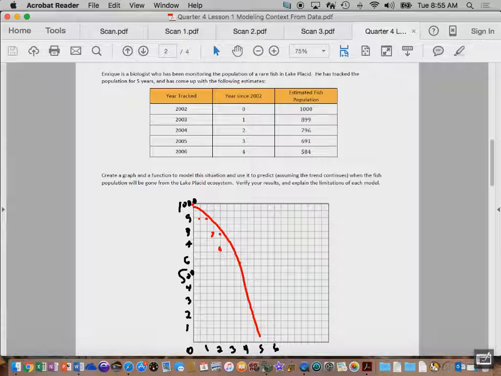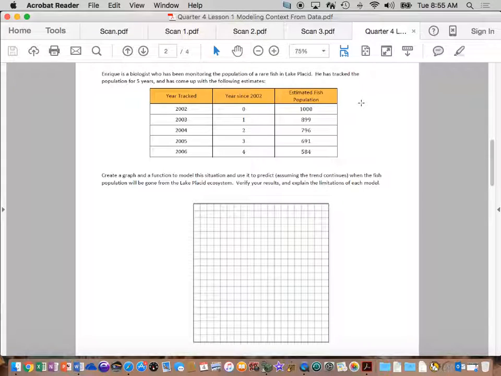Any questions on that? So the title of this lesson is Modeling Context from Data. So what we did was we took a look at the data, we figured out that it had to be quadratic, and then I could see half of the parabola being formed, and as Anthony said, or I should say Mr. Met, we don't have negative years, so we don't have to worry about the other side of the graph.